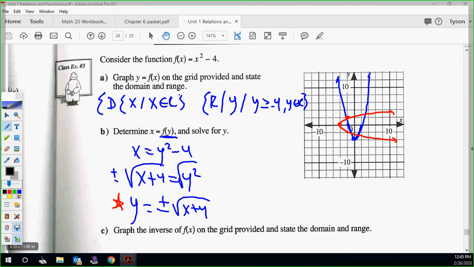So my domain here would be x greater than or equal to negative 4, x is an element of the reals. My range is y is all reals. Yeah, because to do the inverse, we flip the x and y, so the domain and range flipped with it. Okay.